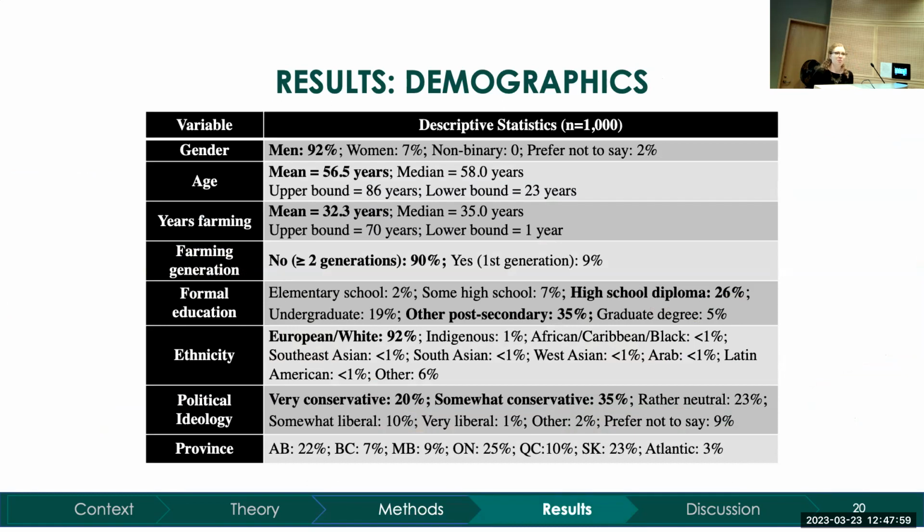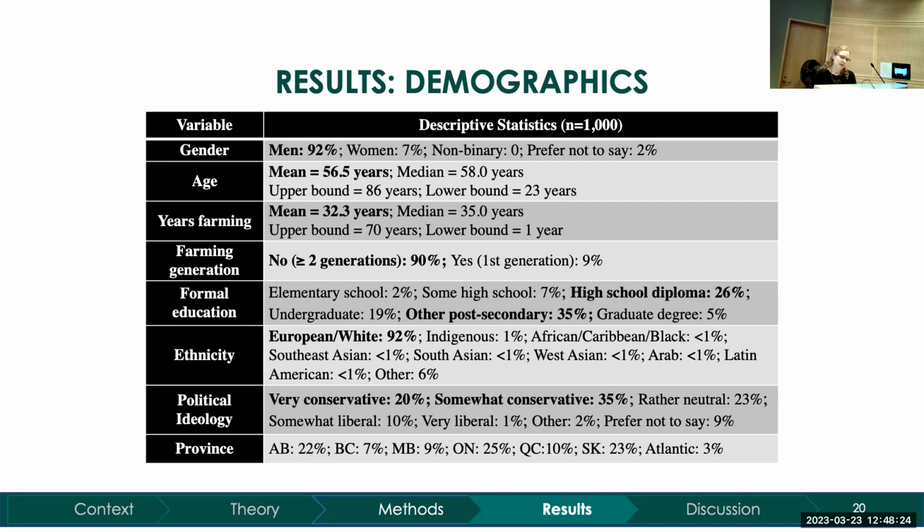I can talk a little bit more about the sample in the question and answer period, but we collected the following demographic information. So you can see that our sample is mostly men. There is a majority of men in Canada in terms of farming, but that number is about 70. So this is the one socio-demographic variable that is the least representative. But our mean and median age are bang on.